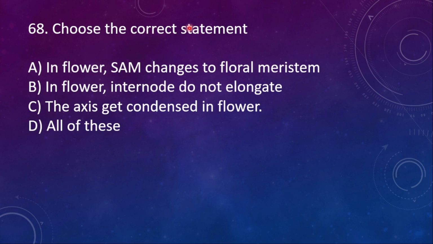68. Choose the correct statement. Option A, in flower, SAM changes to floral meristem. B, in flowers, internodes do not elongate. C, the axis gets condensed in flowers. Option D, all of this. So here the right option is all of this is correct. SAM means nothing but... SAM. Anybody knows?